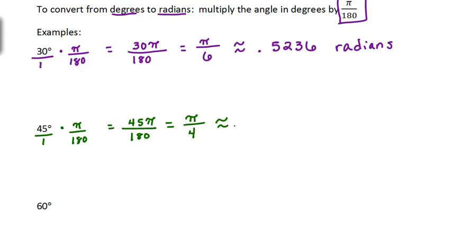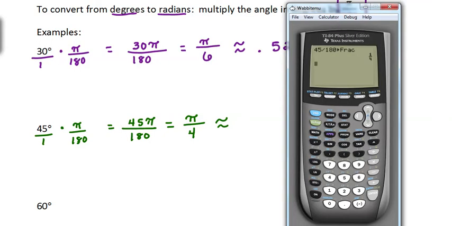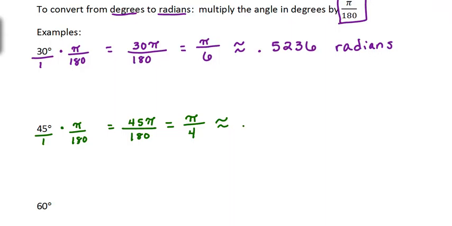Let's find the decimal equivalent to pi over 4. I take the calculator and enter pi divided by 4. 0.785, and we're going to round this, so 0.7854 radians. Or the exact answer is pi divided by 4. Now, 30 degrees was pi over 6. 45 degrees was pi over 4.